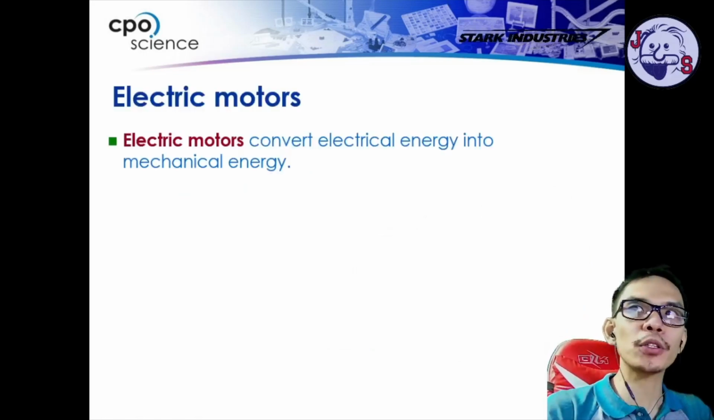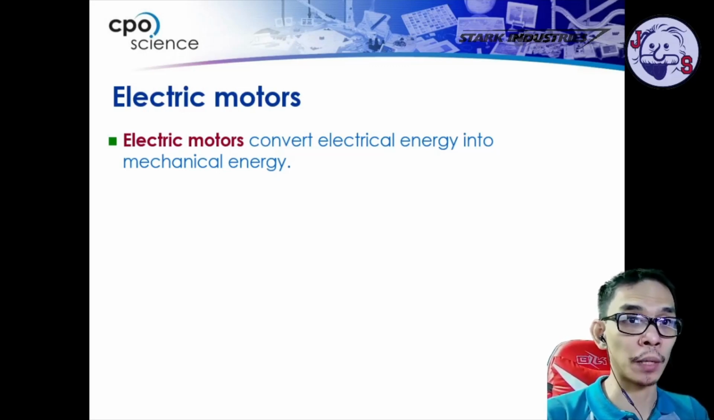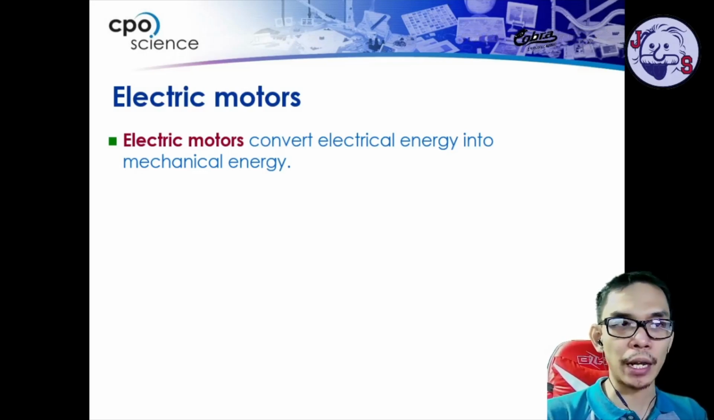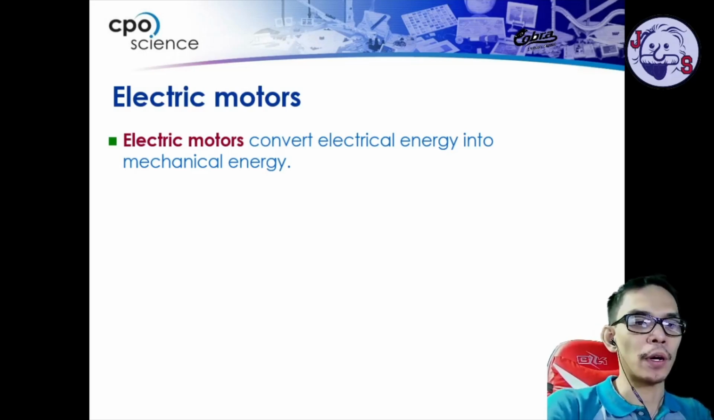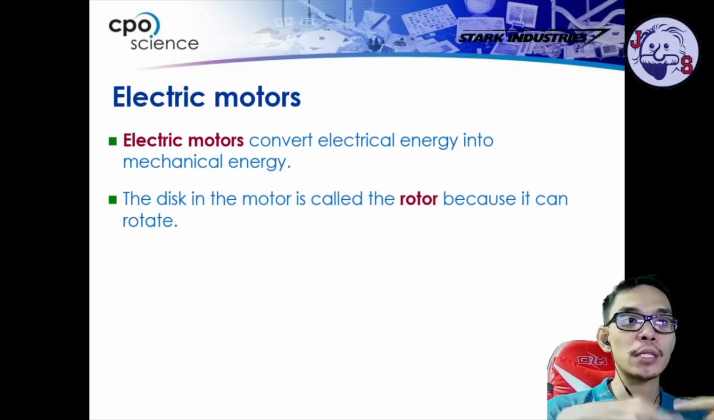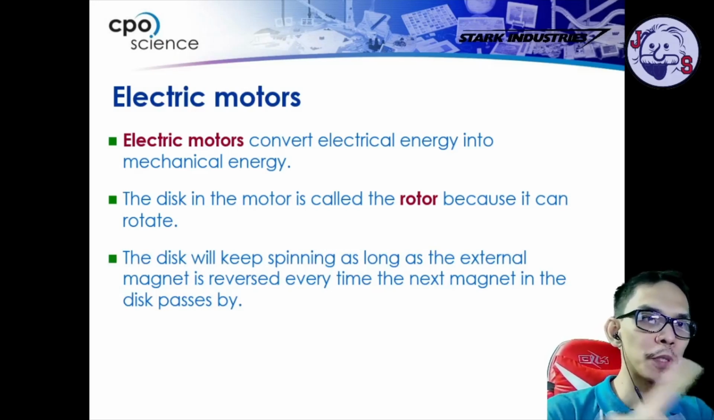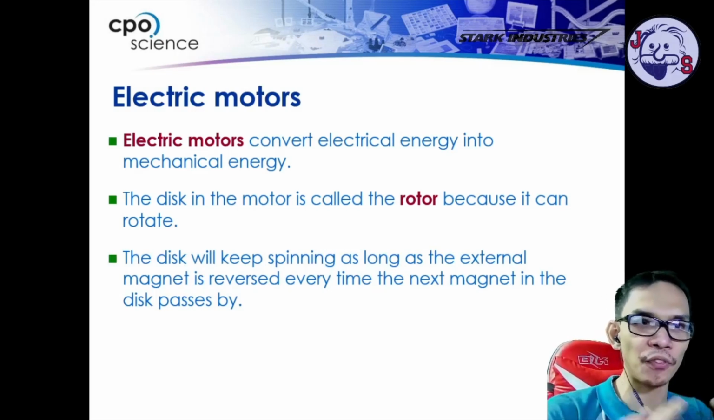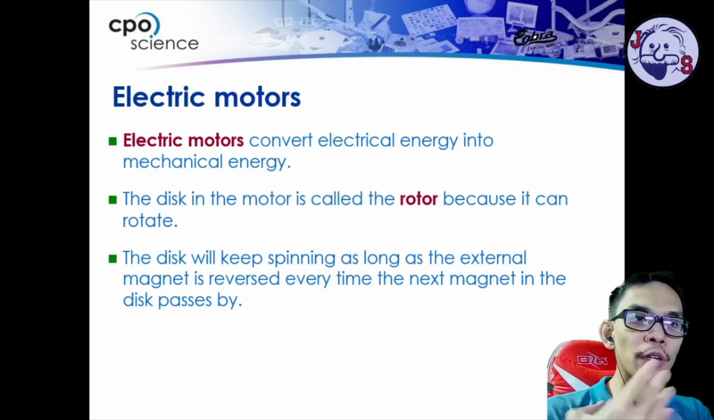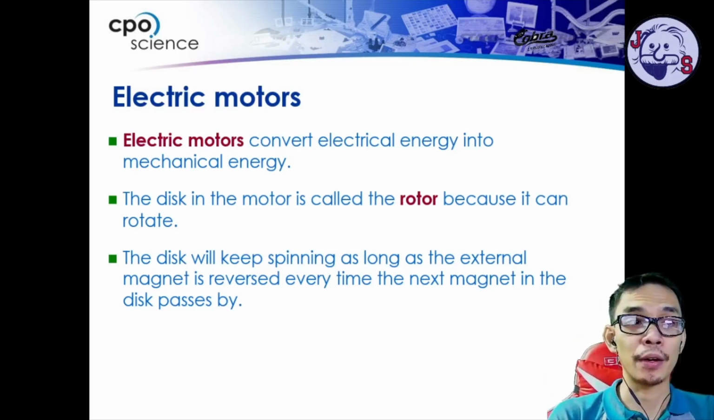Electric motors convert electrical energy to mechanical energy. Basically, that's the definition of an electric motor. It is a device that transforms electrical energy to mechanical energy. The disc that rotates around in your motor is called the rotor. This disc will keep spinning as long as the external magnetic field keeps reversing as the disc passes by. That's the key point here.